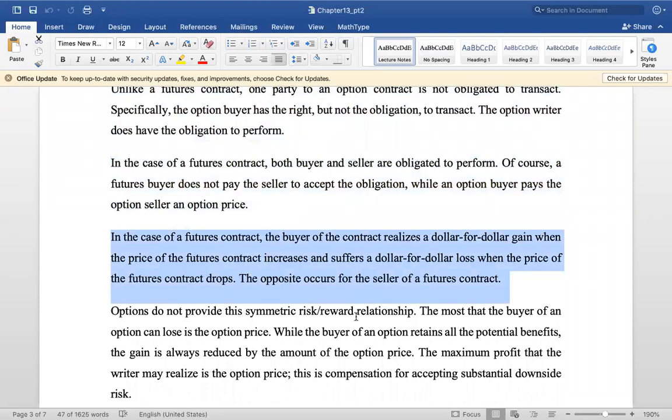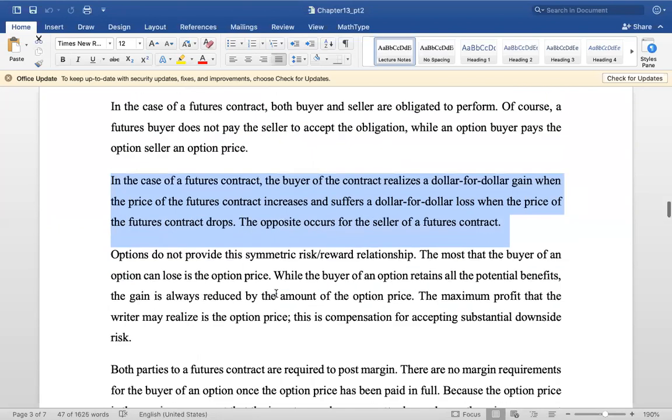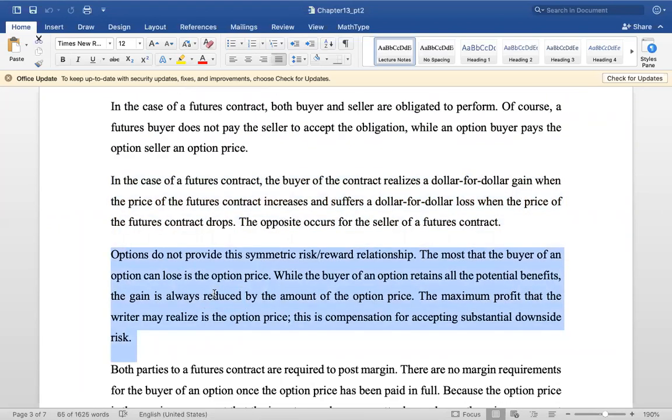In the case of a futures contract, the buyer realizes a dollar-for-dollar gain when the price of the futures contract increases and suffers a dollar-for-dollar loss when it decreases. Options do not provide such a systematic risk-reward relationship. The most that a buyer of an option can lose is the option price, while the buyer retains all the potential profits. The gain is always reduced by the amount of the option price.